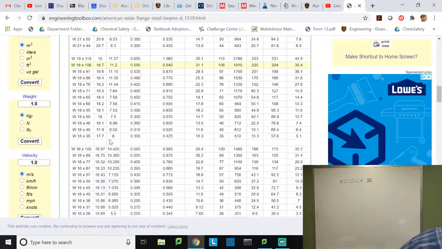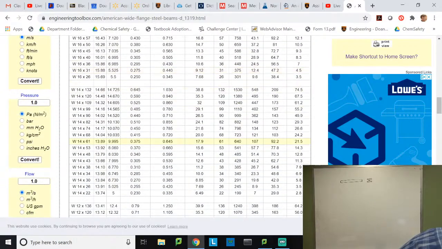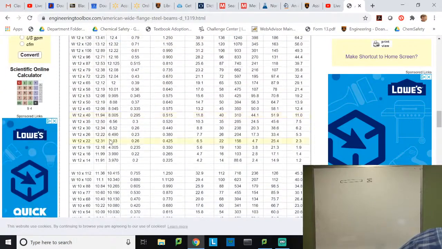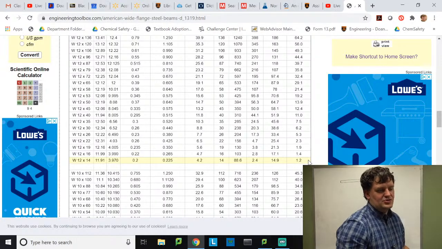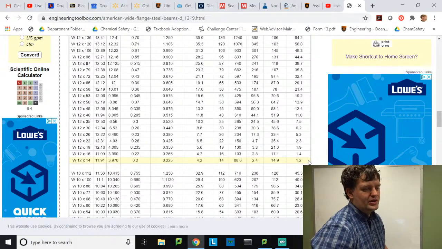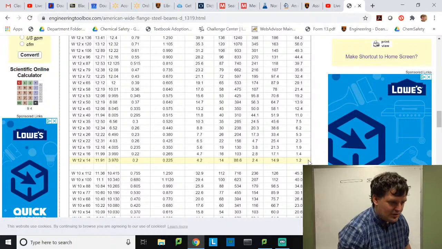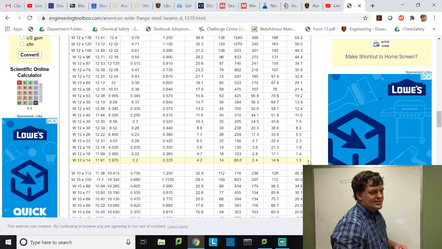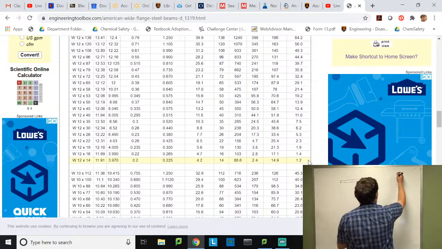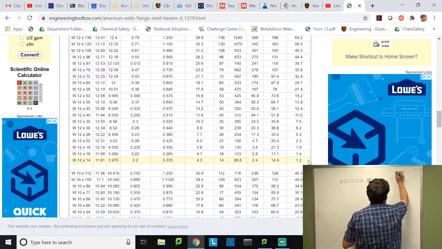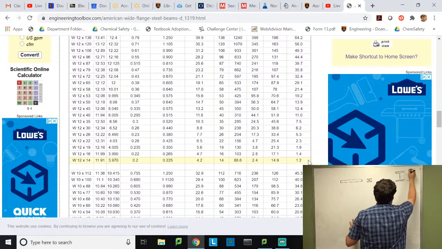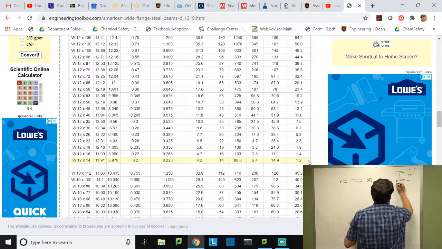So if we're going to, where is it? Yep, W 12 by 14. Then we'll want to know this information here. Okay, so it's about 12 inches. It ends up being 11.91 inches tall. It's about 3.97 inches wide. If I were to draw this shape, it would look a bit like this, where this is 11.91 inches and this is 3.97 inches.